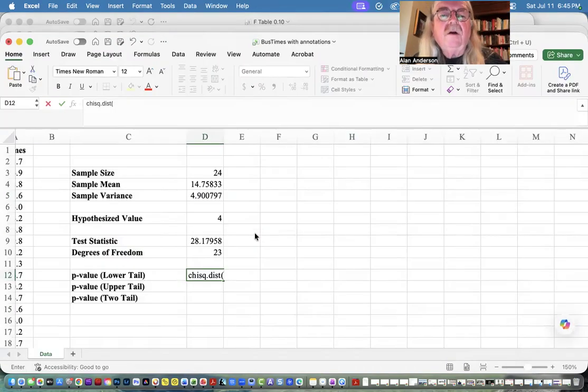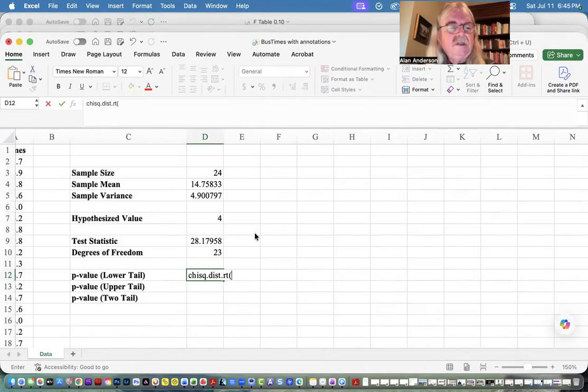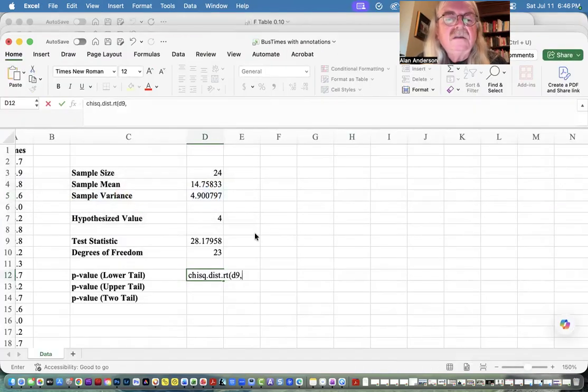It's not enough. It's got to be dot RT for right tail. And then we'll have D9, which is the test statistic. And then you need D10. Oh, that's still not enough. Oh, I see. True. Hmm. The second one doesn't say true. I wonder why. You could put true or 1. We'll just try this.